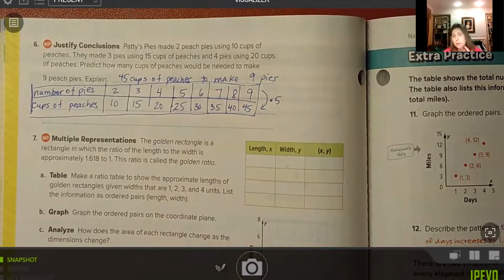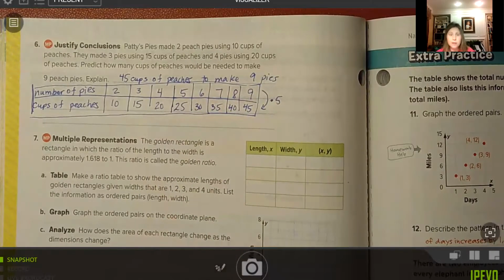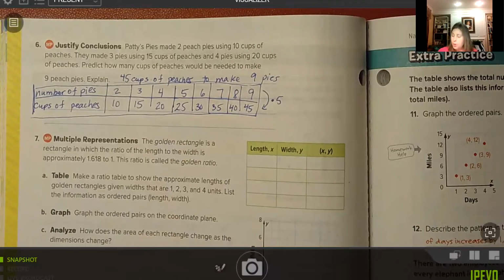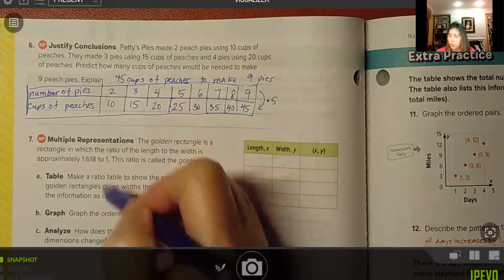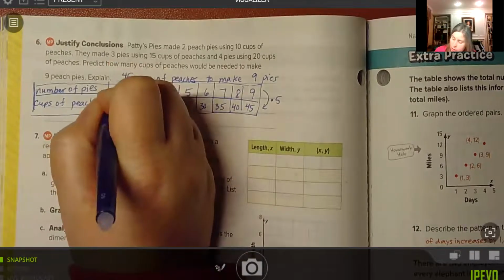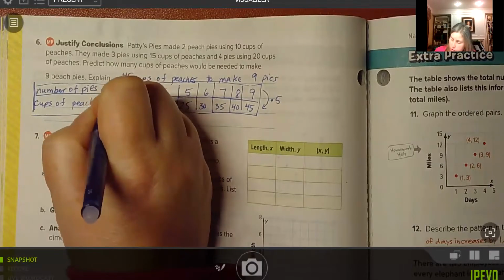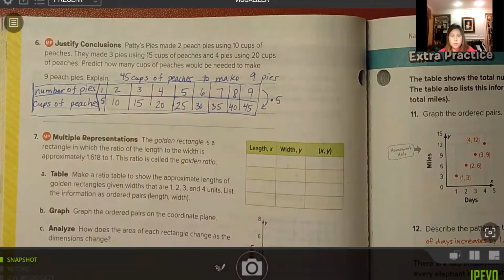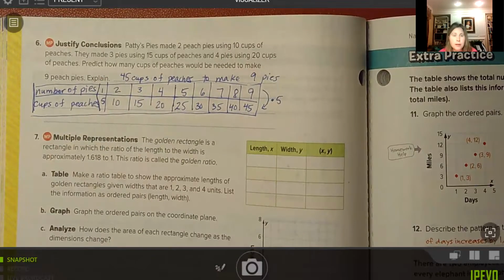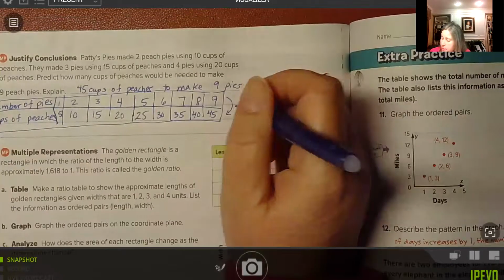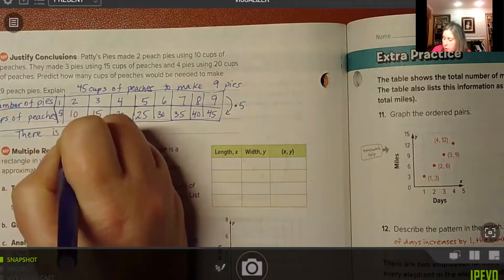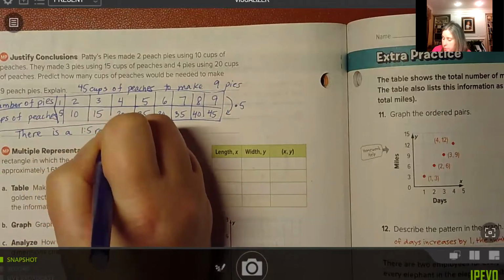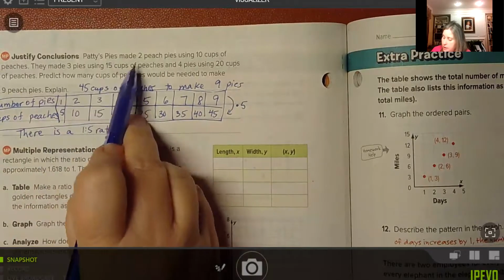So you can continue the table the same way that we taught you in previous years in more elementary math. Or you can recognize, hopefully you see that pattern, that 1 to 5 ratio. So 1 pie would need 5 cups. If we were to add another row right there, I'll just squeeze that in. And so, to explain, we can just say there is a 1 to 5 ratio for pies to cups of peaches. That could be our explanation. There is a 1 to 5 ratio, and that is pies to cups of peaches.